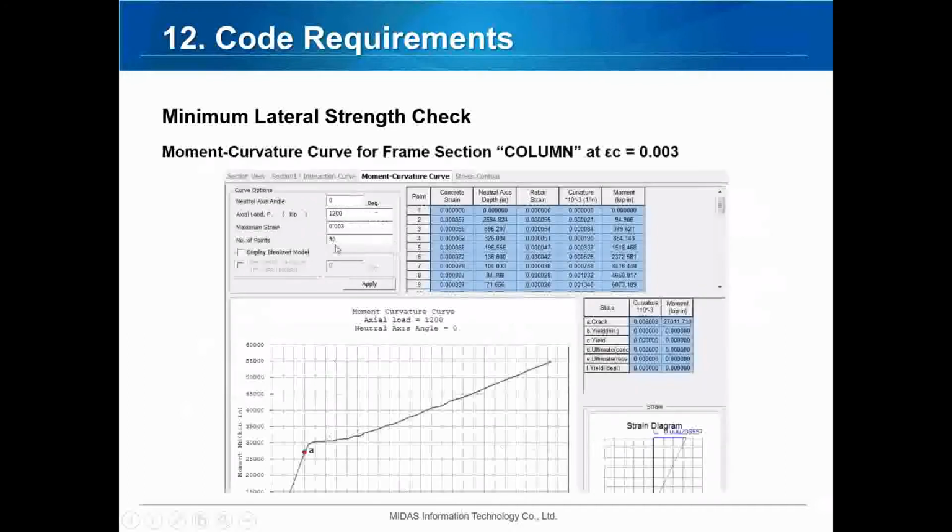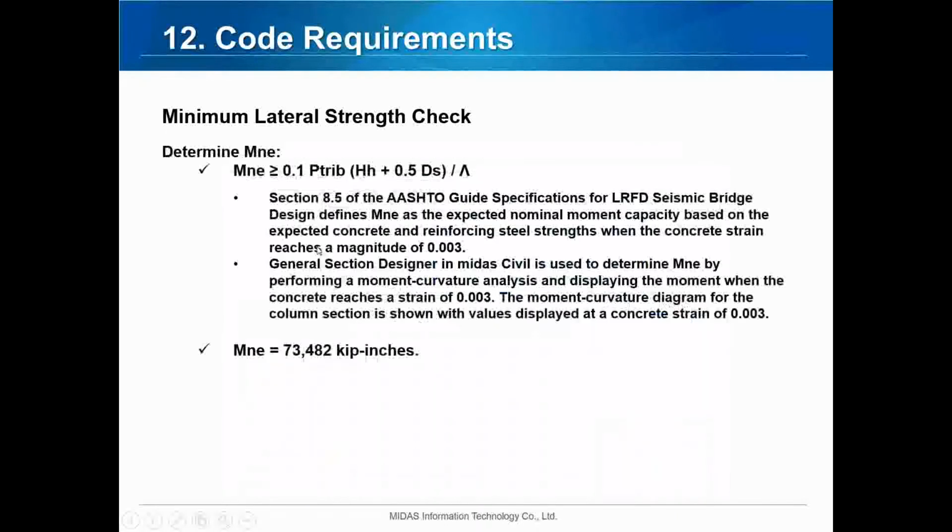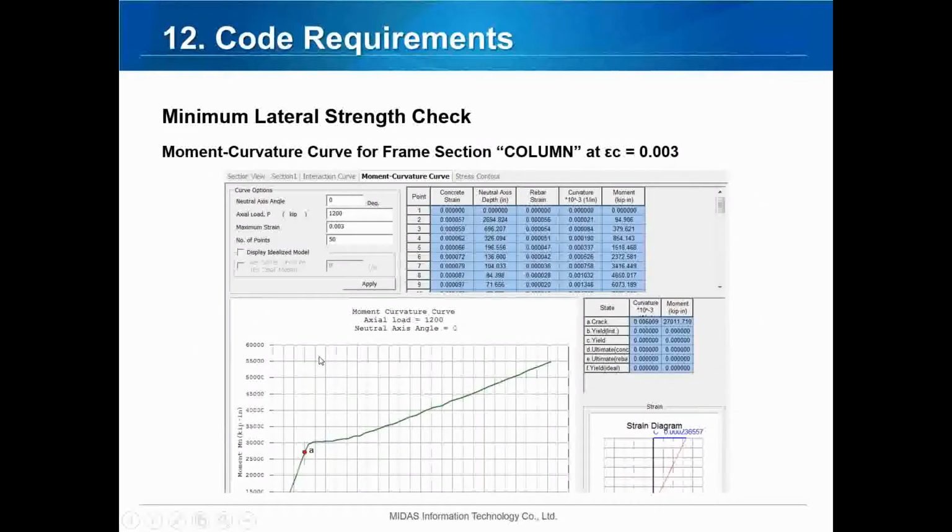And here's a better slide. Actually, you can see our maximum strain 0.003, and scrolling down over here is where we come up with our 73,482 kip inches.